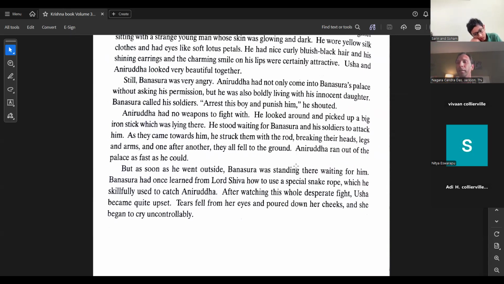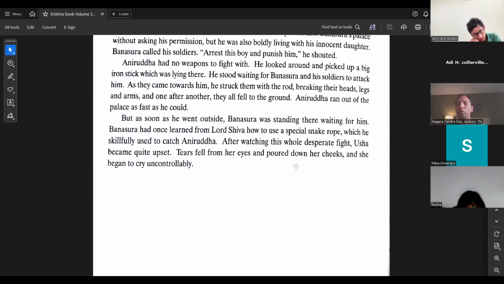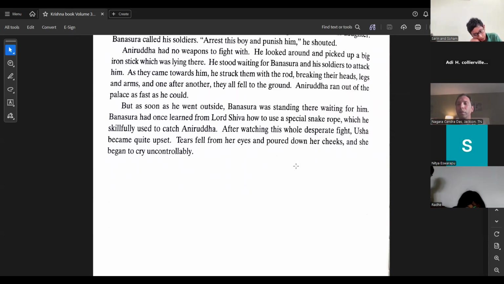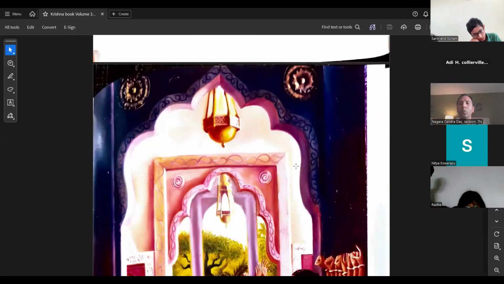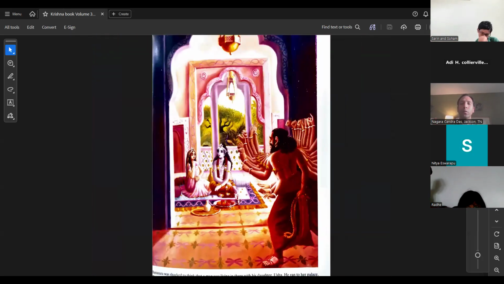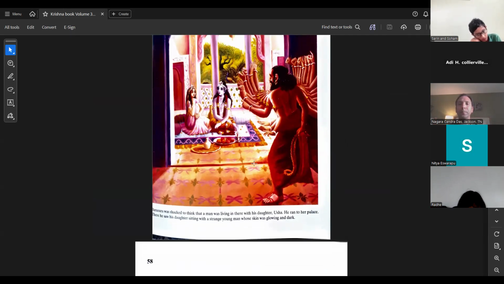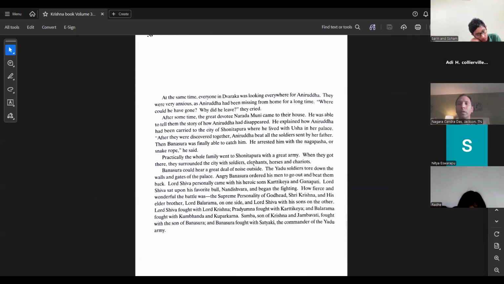When Aniruddha finally killed all the soldiers and was running out, Banasura used a very special rope to bind him. Usha was not happy, and Banasura felt that maybe it was Aniruddha's fault that he was there. But actually, Aniruddha had come there without his own knowledge. Usha's friend Chitralekha had brought him over when he was sleeping. But Banasura never asked for any clarification. He just came to his own conclusions and started trying to kill him. But now he had bound Aniruddha.